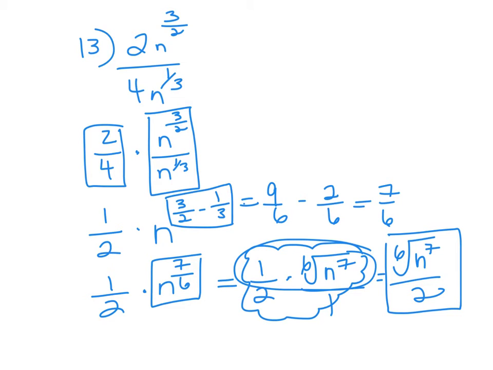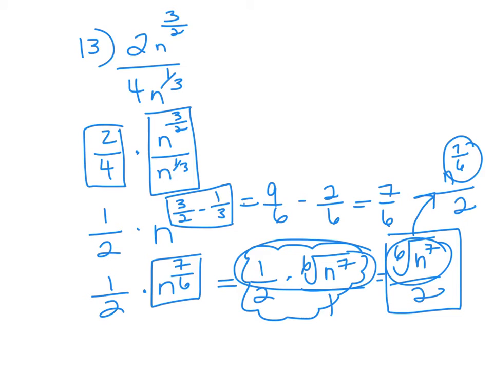Now the answer on the worksheet said that they didn't put the numerator as a radical. They kept it as n^(7/6) all over 2, and that's fine as well. Our exponent is positive in this answer. Here it's in the form of a radical. Either one works fine as your answer.